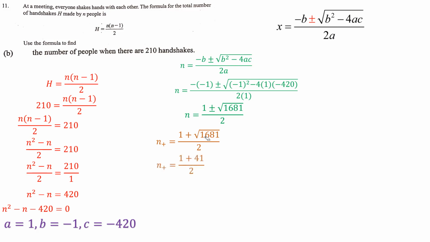We know that the square root of 1,681 is 41. I'm just going to add them. So we have 1 plus 41, which is 42, all over 2. So the positive case is going to be 21. Again, the square root of 1,681 is 41. We add that to 1 and we get 42. 42 divided by 2 is 21.